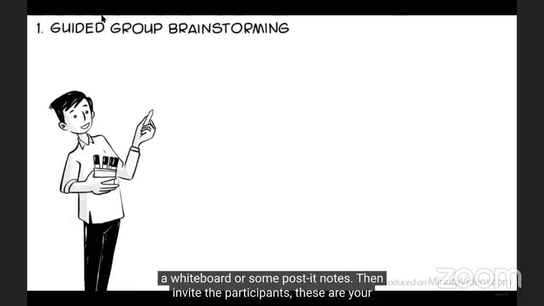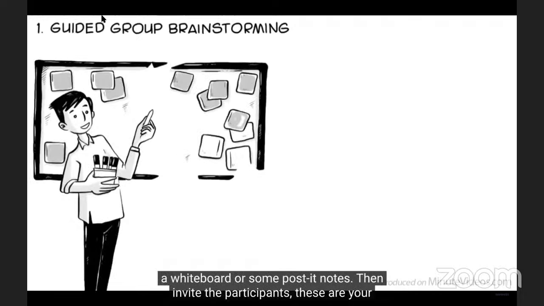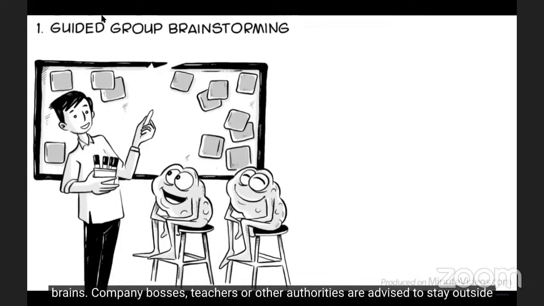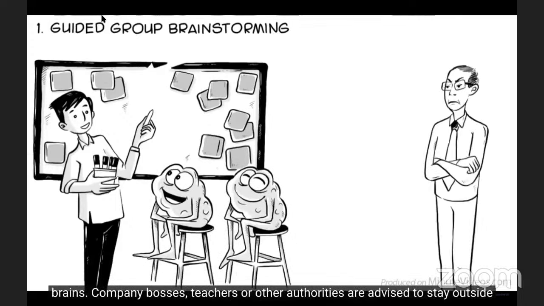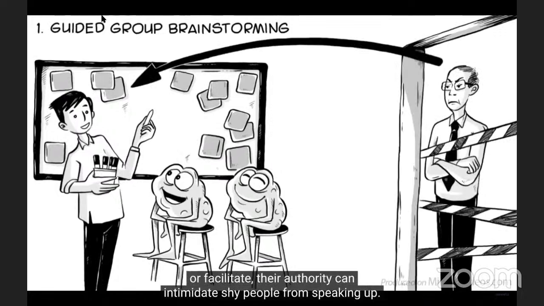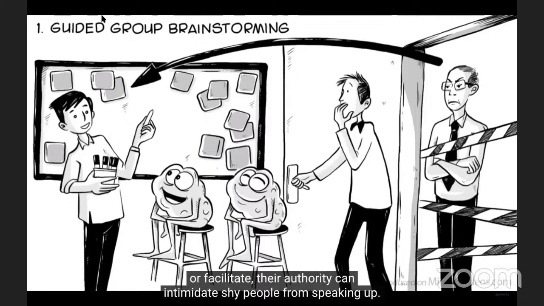Here are 3 ways. Guided group brainstorming. First, get some markers and a whiteboard or some post-it notes. Then invite the participants. These are your brains. Company bosses, teachers or other authorities are advised to stay outside or facilitate. Their authority can intimidate shy people from speaking up.